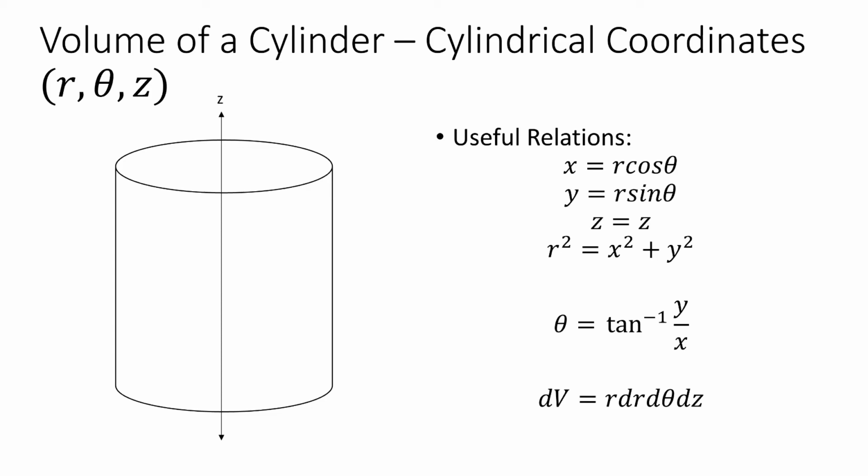And we have our new volume element, which if we think about it, is just dA, the area element from polar coordinates, times dz. And that's a good way to think about cylindrical coordinates. It's just polar coordinates with a third dimension, that z dimension.